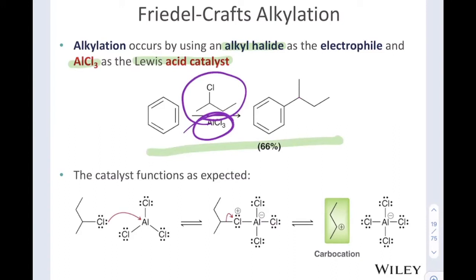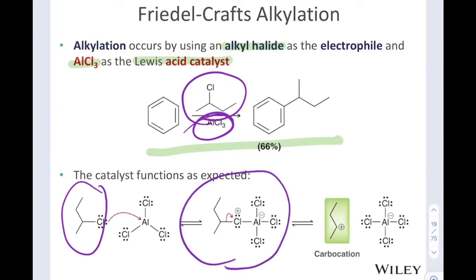The way that AlCl3 creates that crazy good electrophile is shown here. The alkyl halide reacts with the AlCl3 to give this intermediate, and it turns out this is a way to have the halogen leave, giving us a carbocation, and that carbocation is the crazy good electrophile.